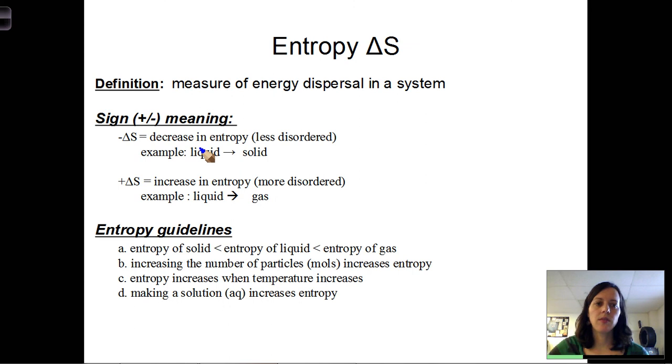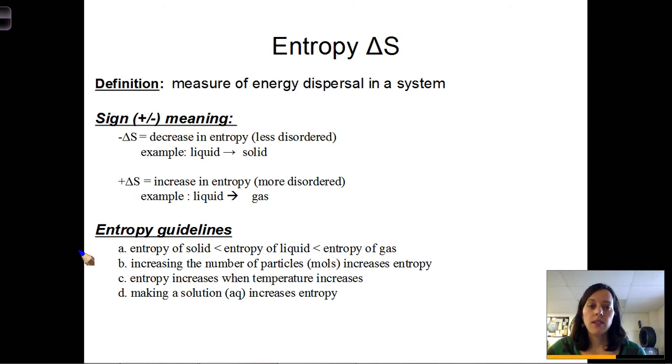So entropy values are typically looked up. They're in a reference chart, so it has to be given to you in some form or another. A negative delta S value means that we're becoming less disordered or more orderly. We're putting the energy back together, if you will. An example, easier to think about an example of what actually is happening, is going from liquid to a solid. The atoms are much more structured in a solid substance than they are in their liquid form. They don't have as much space to move around, and it's much more aligned.